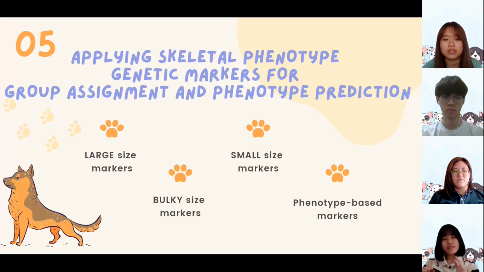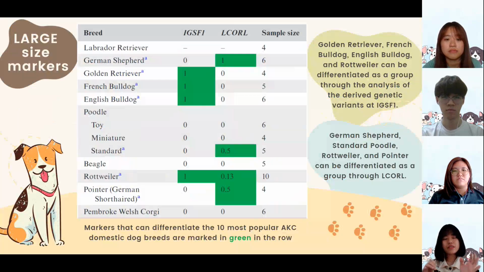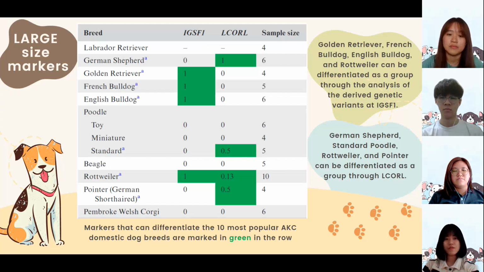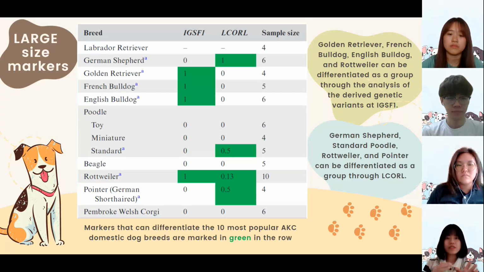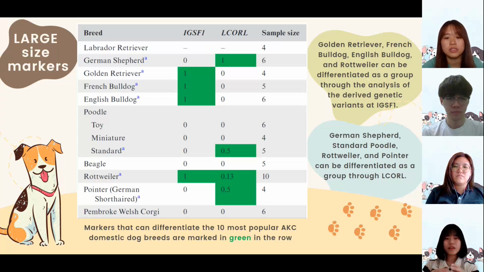This table shows the derived allele frequency of genetic variants at large size markers, and the markers highlighted in green are those that can differentiate the dog breeds. As we can see, Golden Retriever, French Bulldog, English Bulldog, and Rottweiler can be differentiated as a group through the genetic variants at IGSF1, while German Shepherd, Standard Poodle, Rottweiler, and Pointer can be differentiated in a group through LCORL.